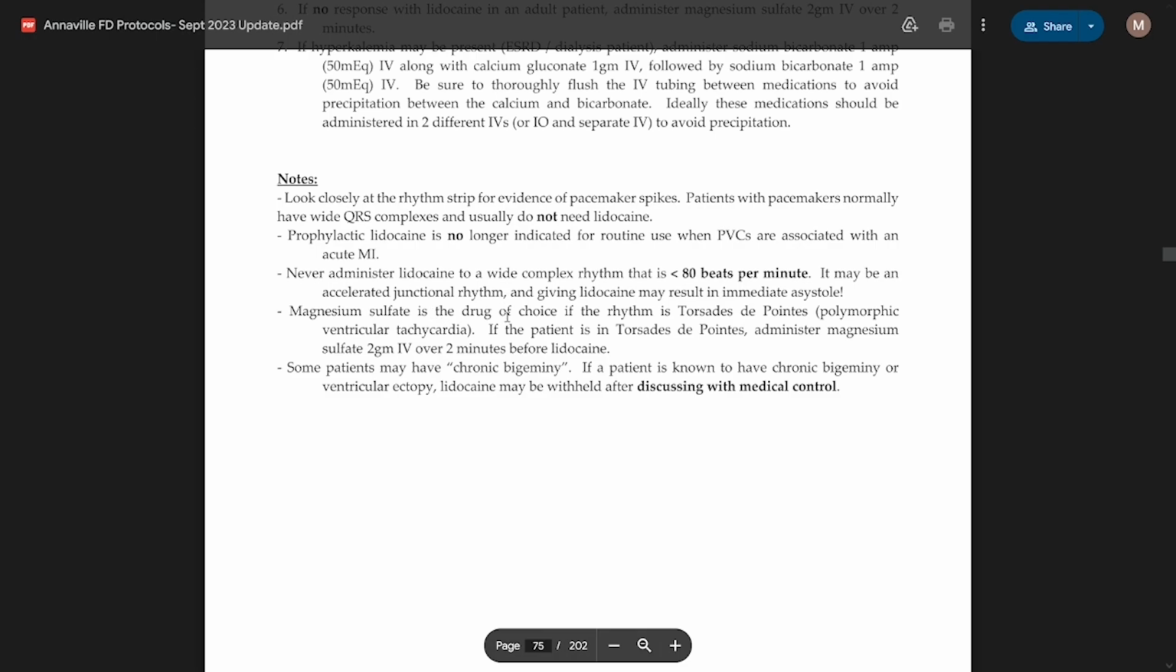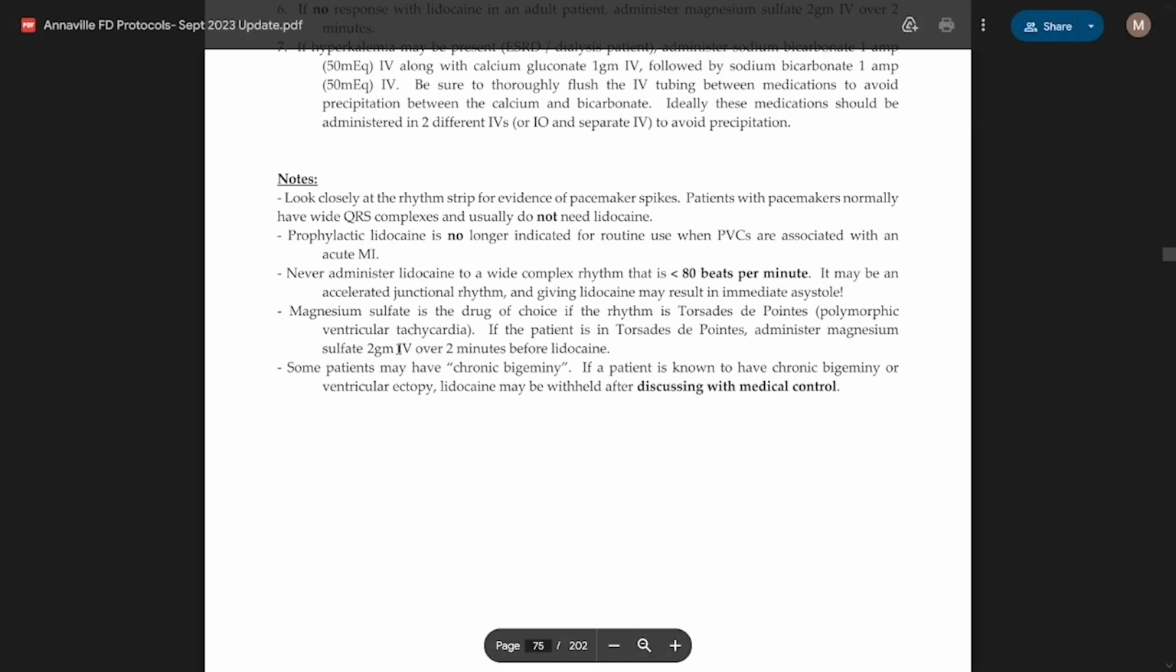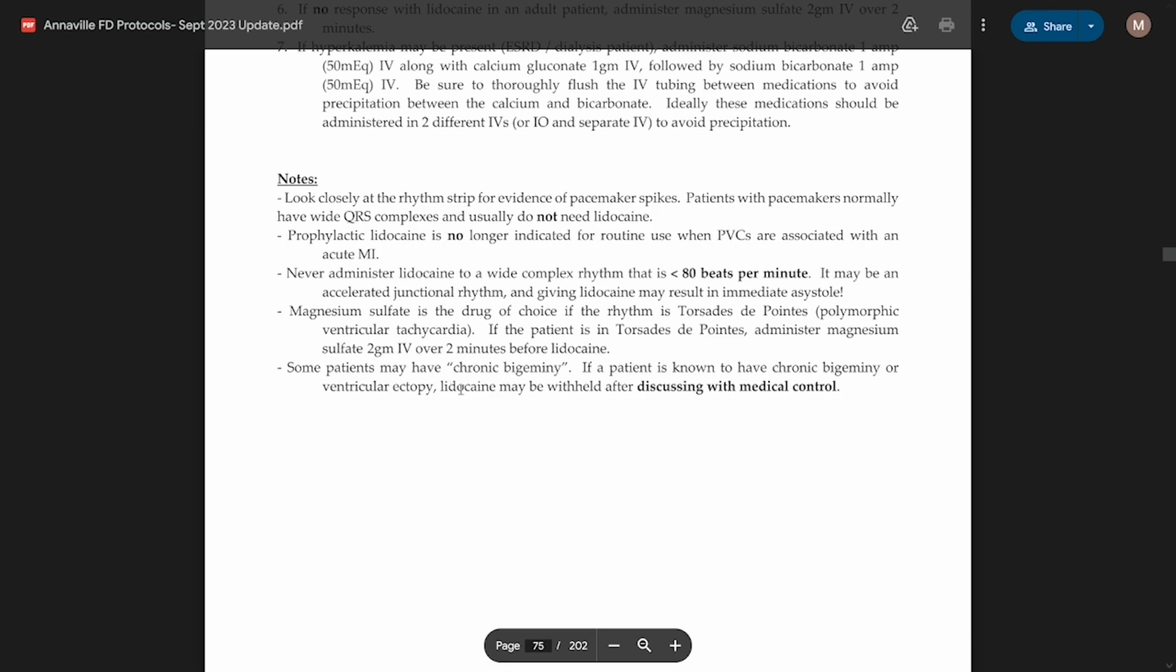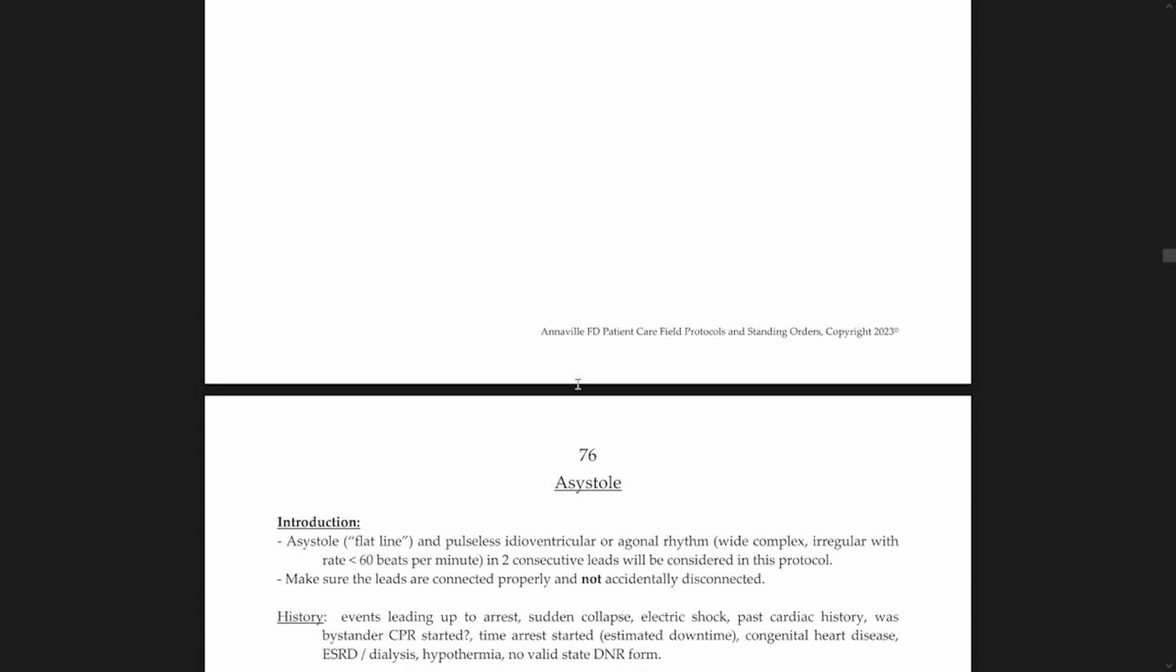Mag sulfate is a drug of choice if the rhythm is torsades de pointes, polymorphic VTAC. If the patient is in torsades de pointes, administer mag sulfate 2 grams IV over 2 minutes before lidocaine. Some patients may have chronic bigeminy. If a patient is known to have chronic bigeminy or ventricular ectopy, lidocaine may be withheld after discussing with medical control. But make sure you discuss with medical control. I would call them for pretty much any of this, personally.